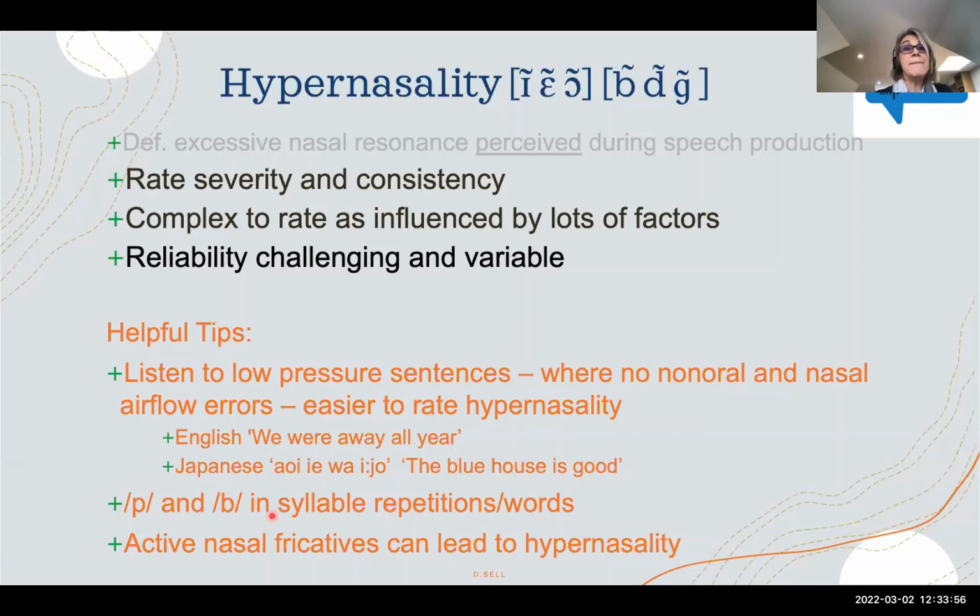In addition, another clue may be that if your P and B targets are correct, but all of the lingual consonant pressure, high pressure consonants are a problem, use your P and B, for example, in syllables such as pa, pa, pa, or words such as in English, pepper, pepper, pepper, paper, paper, paper, because those are words in which there is a pressure consonant and yet free of any errors, and you'll get another indication of their hypernasality or not. And active nasal fricatives, particularly if they are affecting all of the fricatives and affricates, can lead to a false impression of, gosh, they're really hypernasal, there must be a structural problem, and we'll hear more about that in a moment.